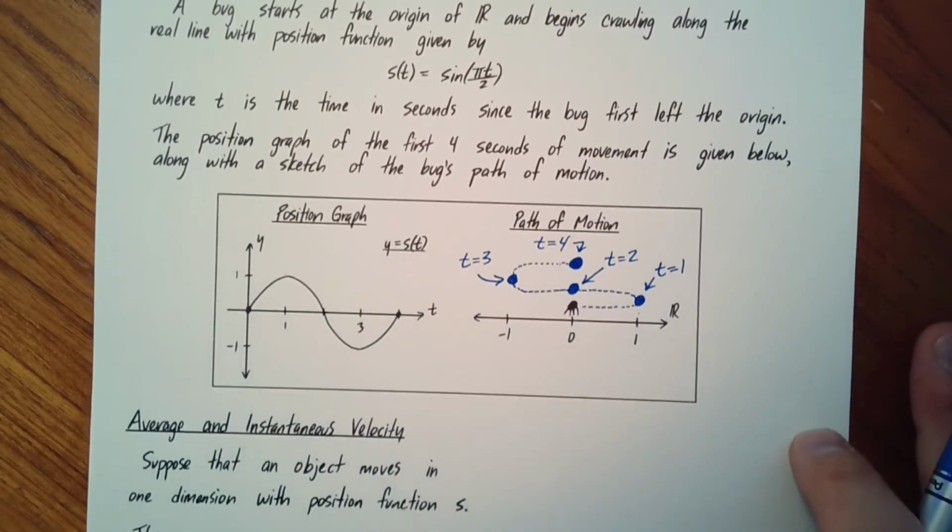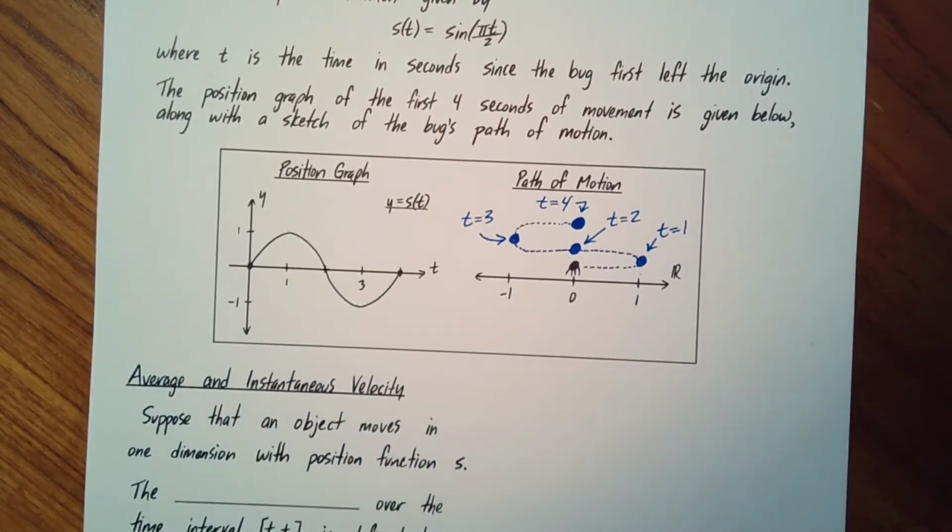Okay, so next, I hope I've given you a reasonably clear picture of what position functions are and how their graphs correspond to paths of motion. And next we'll talk about types of velocity. There are 2 different types of velocity we're going to discuss. First of all, the average velocity, which you would consider over an interval of time values, and then the instantaneous velocity, which you would consider at a particular point in time.